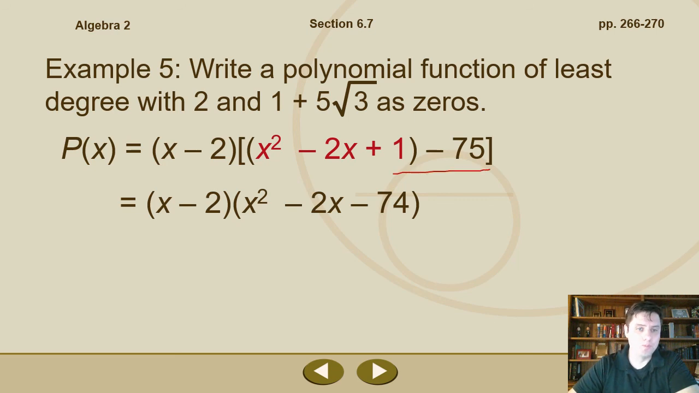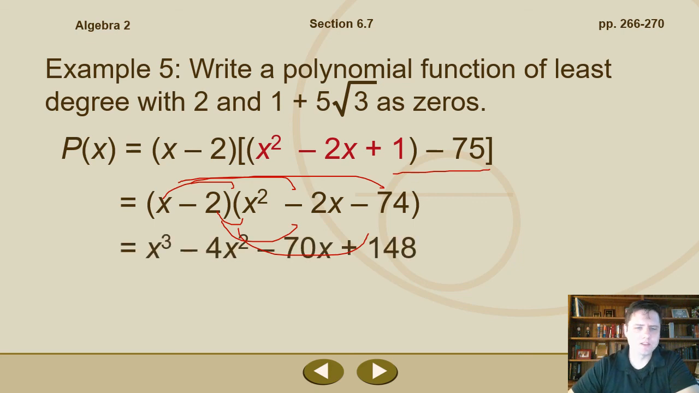And now all I have to do is multiply all of this out. FOIL this guy into each and every one of these, and this guy goes into each and every one of those. And we get an answer that looks like x cubed minus 4x squared minus 70x plus 148. Okay, you'll have fewer problems like that and more like the previous problems that we've done where I've given you the polynomial and you're giving me the roots. But this just shows it in the reverse order. You can also go the other way.